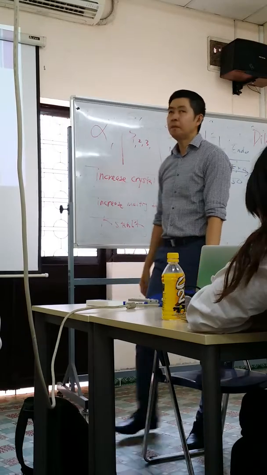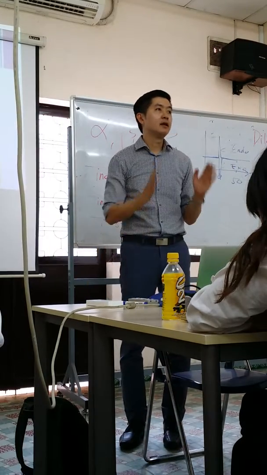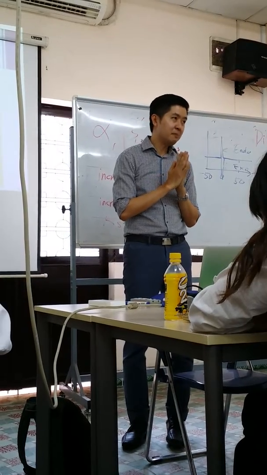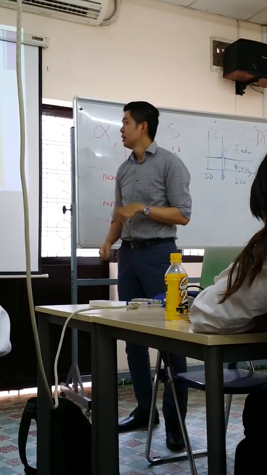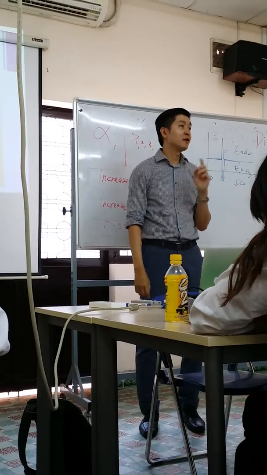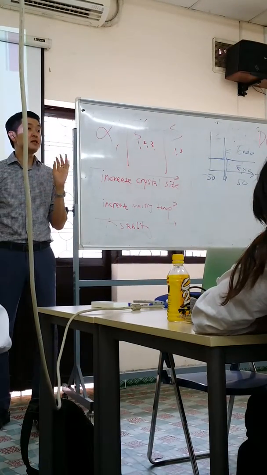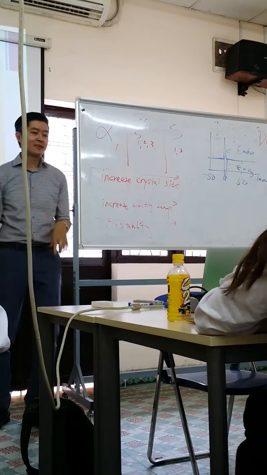So how can they appear in alpha form, in beta prime, in beta form? This is important for your level. So I will try to explain to you. If you don't understand, you stop me and I will re-explain. Okay?